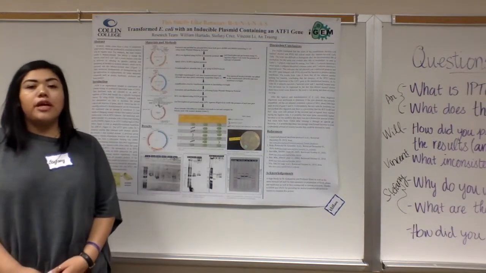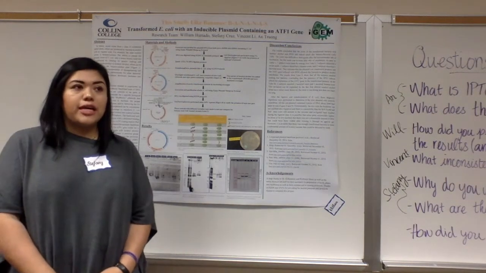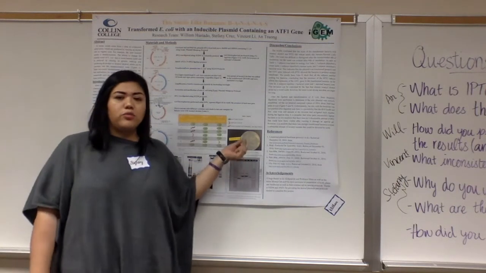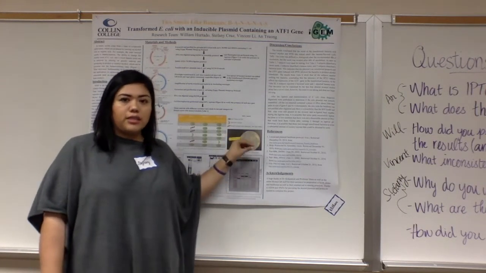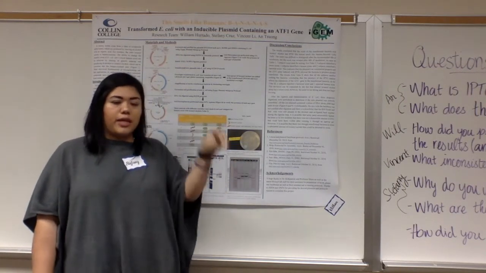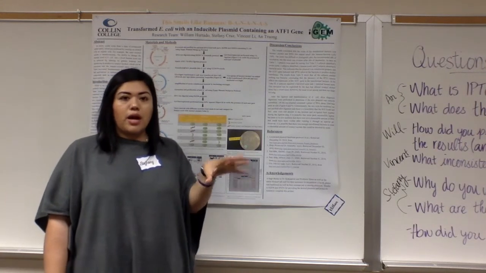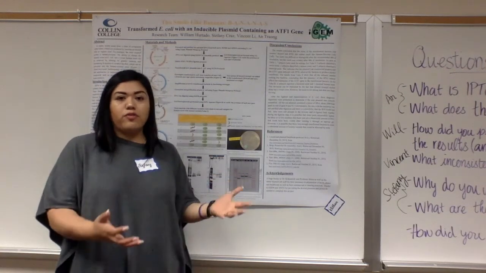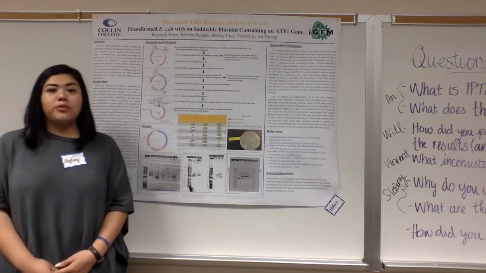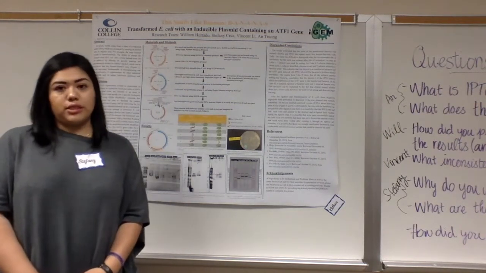So another question that was asked was, how did you deal with the satellite colonies? What we basically did was we found an isolated colony and we plated it on a different ampicillin plate to allow further growth. Another question we received was, why did we use ampicillin?